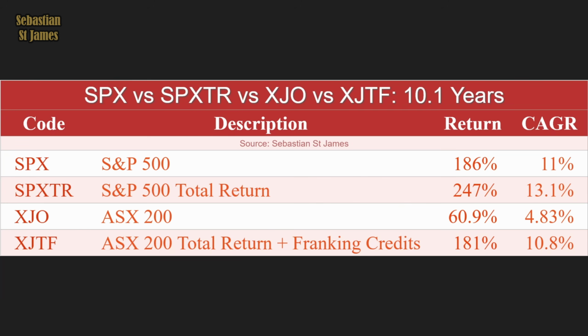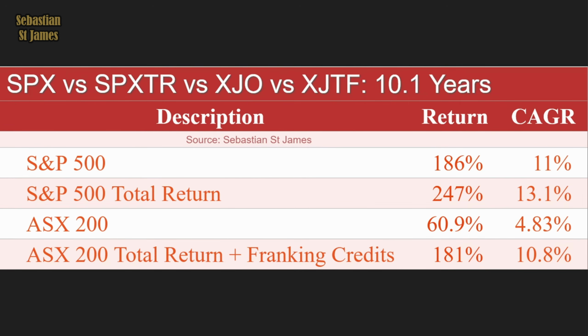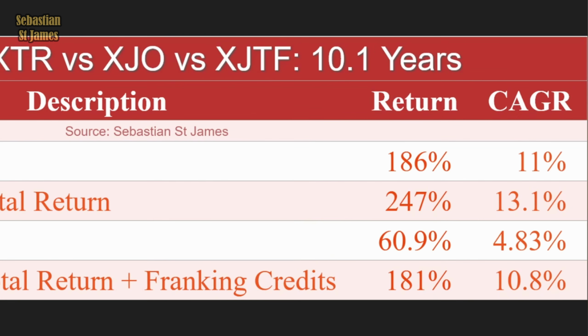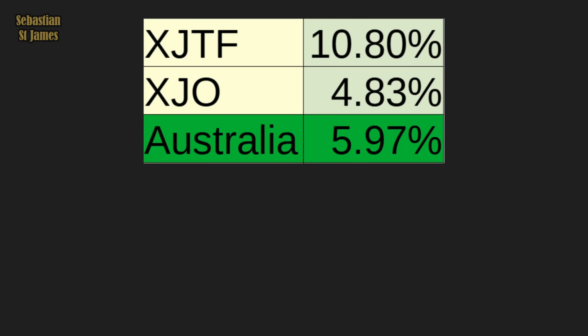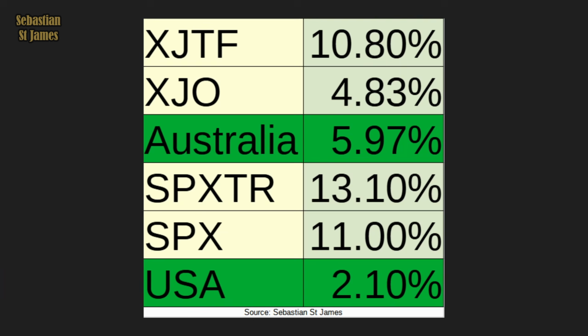Now, give me CAGRs. Well, the S&P 500 over that time period returned 186%, or 11% CAGR, right? Add back in your dividends, you get 13.1%, right? The XJO of the period of time is 4.83%, or 10.8% if you put it back in your dividends. Let's squish them into a table and see the difference. So remember, this is strictly over exactly the same time period. Australia returned 5.97% in dividends, the US returned 2.1%. Boo! If you're into dividends.